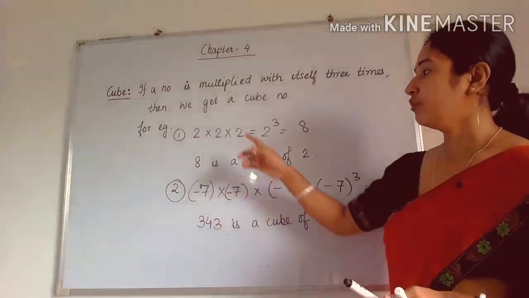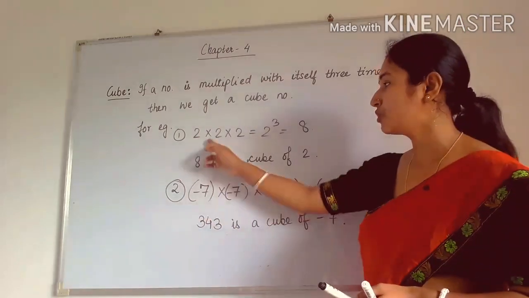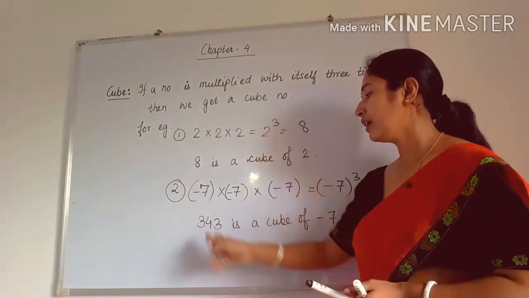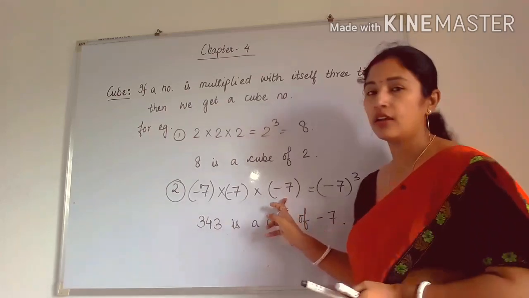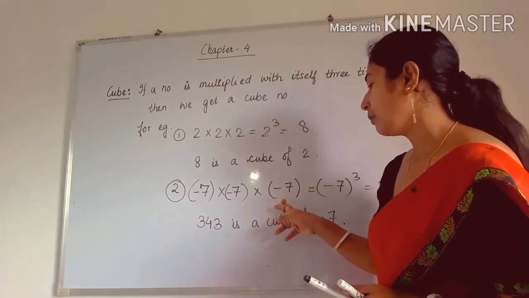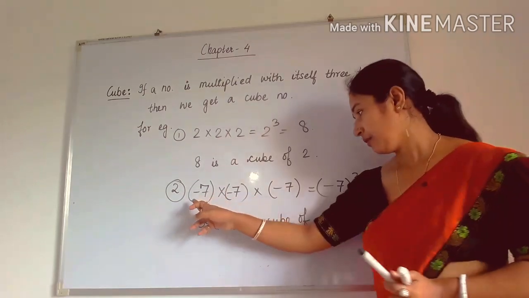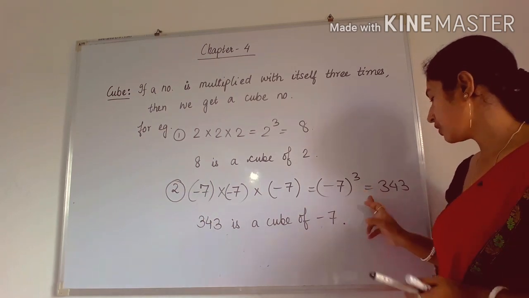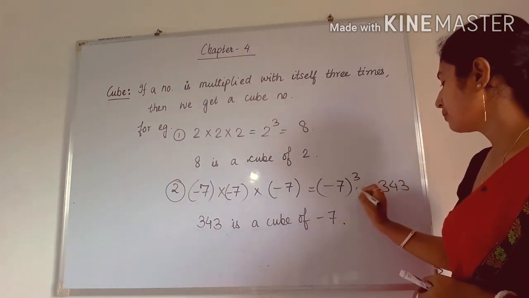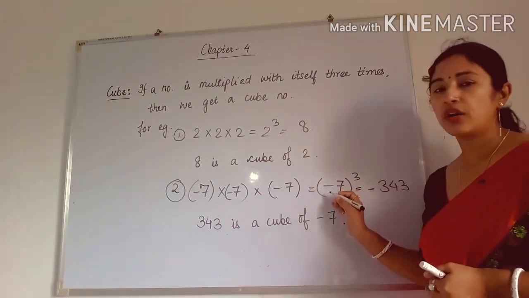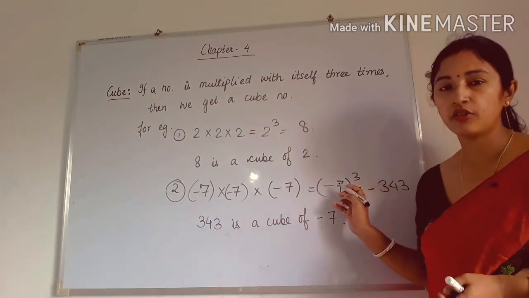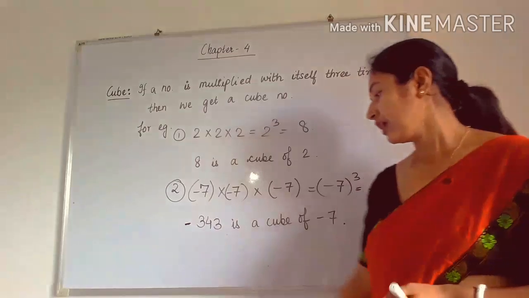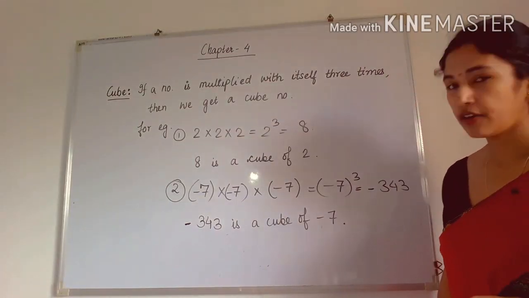For example, I have taken a positive number, that is 2 into 2 into 2, that is 2 cube, that is 8. 8 is a cube of 2. Similarly, minus 7 into minus 7 into minus 7. I have taken a negative number, or you can say negative rational number. Minus 7 into minus 7 into minus 7 will be minus 7 whole cube, is equal to what? I have to write the minus symbol, because here the negative is multiplied 3 times, that means an odd number of times. So we get the negative symbol. So minus 343 is the cube of minus 7.